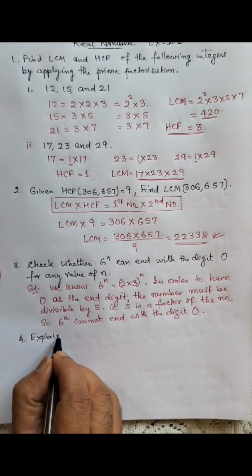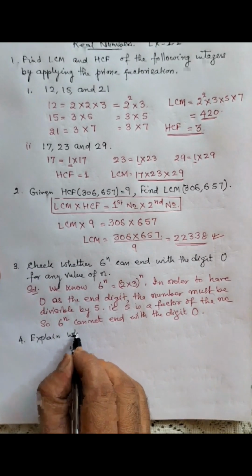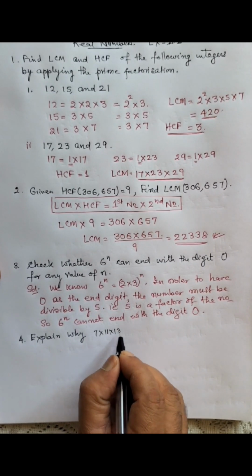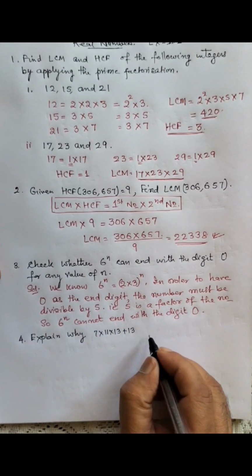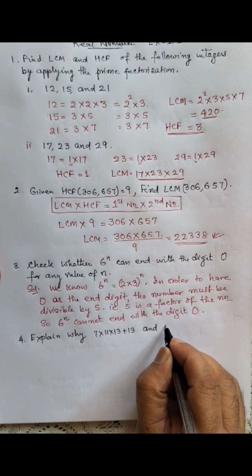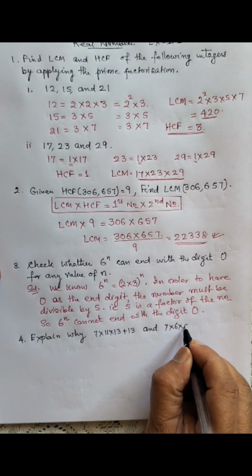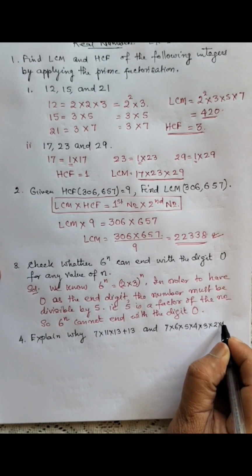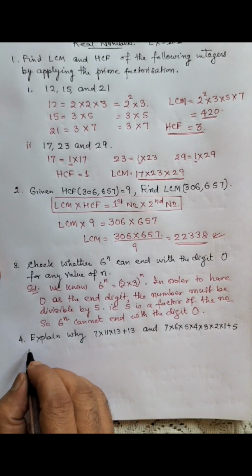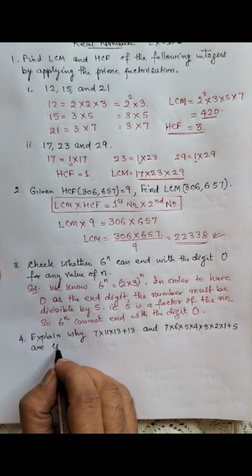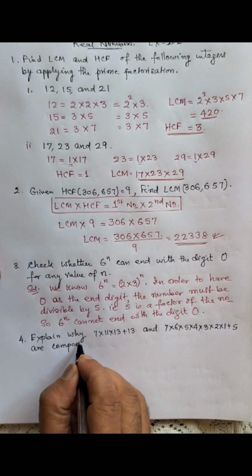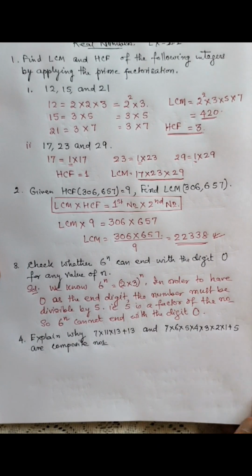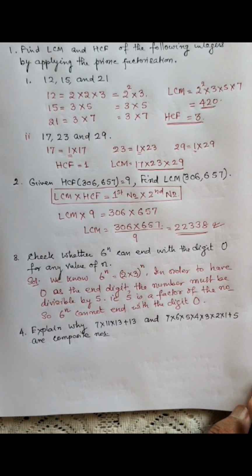Explain why 7 into 11 into 13 plus 13, and 7 into 6 into 5 into 4 into 3, 2, 1 plus 5 are composite numbers. Now this also requires a little bit of a trick.